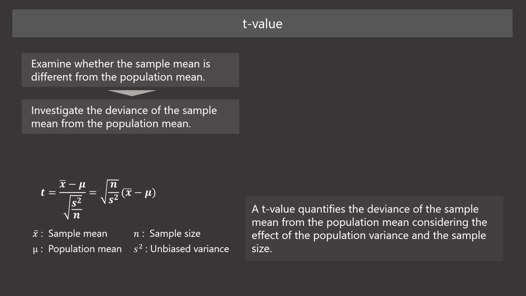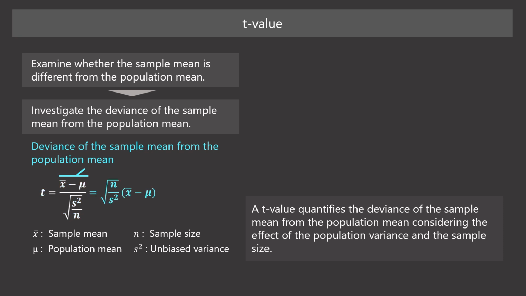In the example above, we examine whether the sample mean is different from the population mean. That is, we investigate the deviance of the sample mean from the population mean. Let's see the formula of a t-value. The numerator is the difference between the sample mean and the population mean. Thus, it represents the deviance of the sample mean from the population mean. A large t-value means the large deviance.